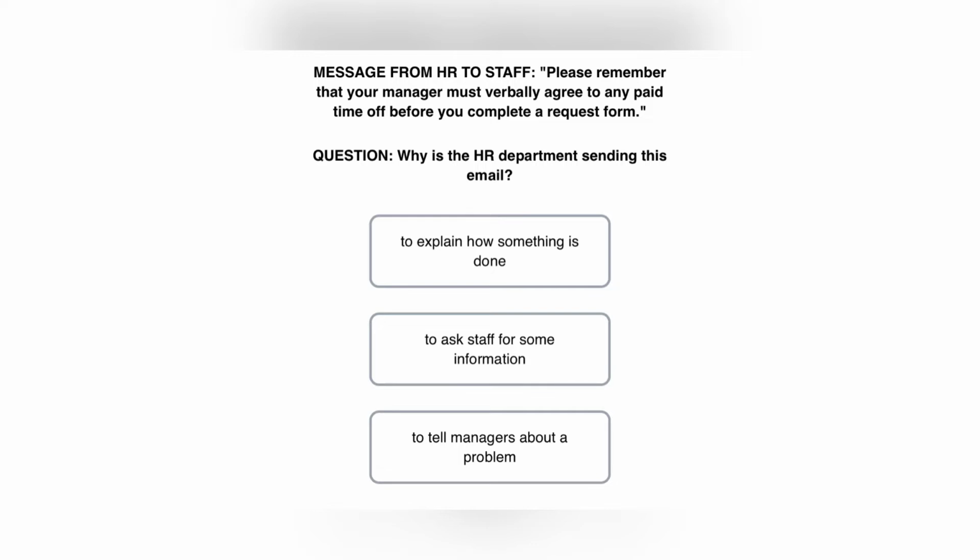Well, look, there's no problem here, right? You can just look at the passage. There's no problem being mentioned. It's also not asking for any information. So by process of elimination, and also if you just think about it and look at the answer, is it to explain how something is done? Yes. It's explaining to you that you just need to tell your manager that you have to verbally agree, they have to verbally agree to any paid time off. So it's just telling you how something is done.